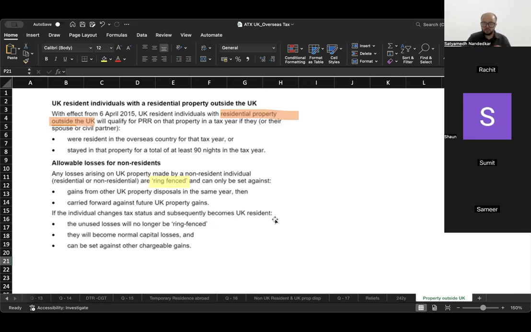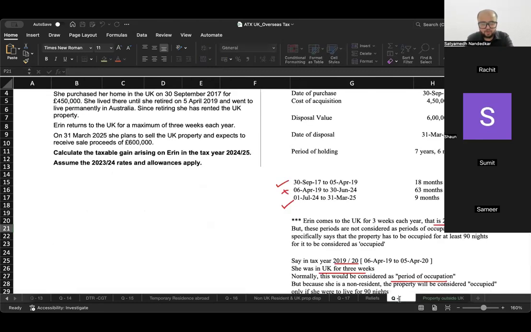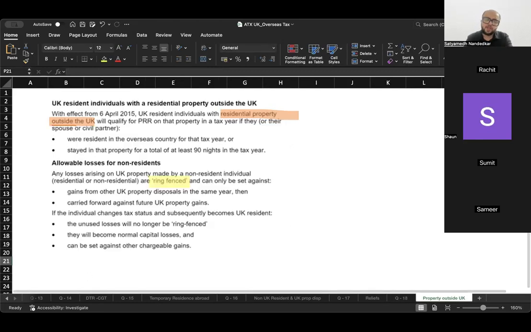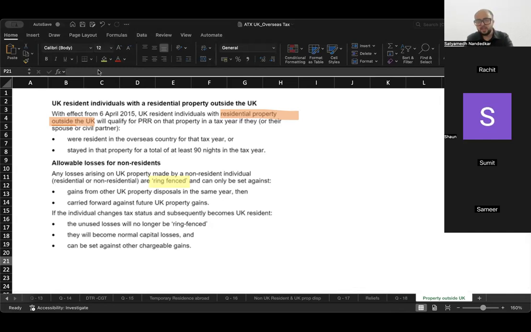अब in the previous situation, what we saw, if you were a non-UK resident who wanted to claim PRR on a property that was in the UK, तो उस केस में what were you supposed to do? In that case, you would have to prove that either you were resident in the UK or you had to specifically be in the UK property for at least 90 nights. तो यहाँ पे if the property is located overseas, तो सारे conditions आपके reverse हो जाएंगे. You have to be resident in that country or you should have stayed in that property for at least 90 nights.